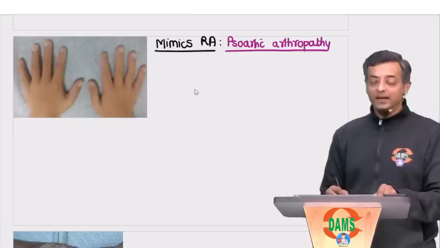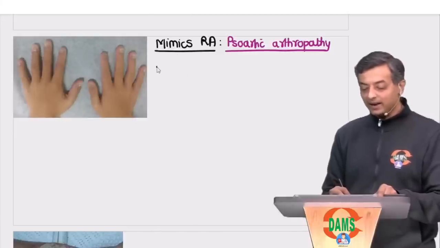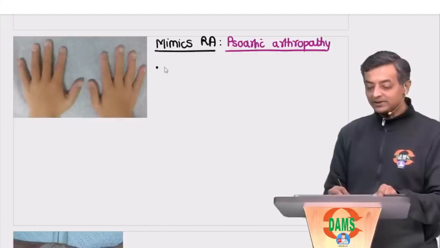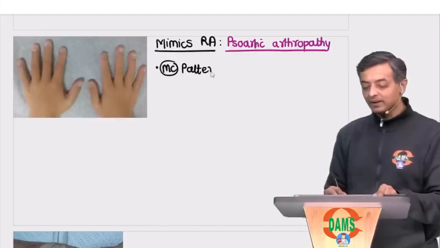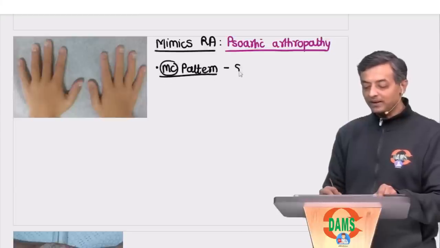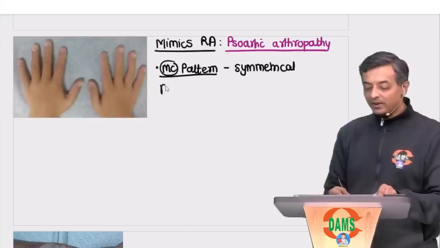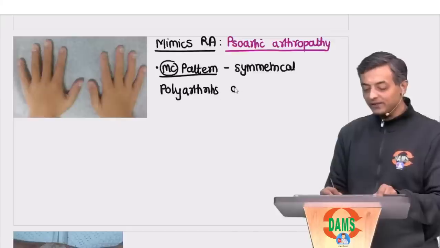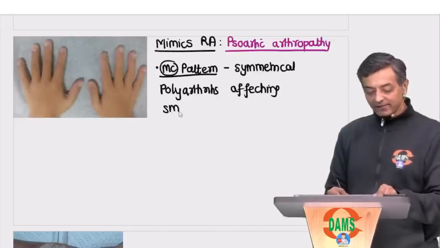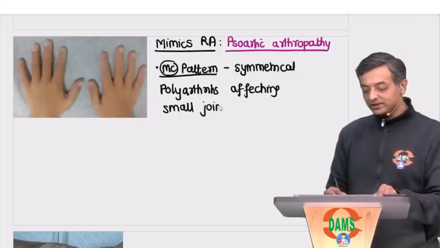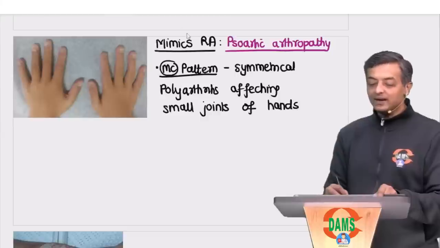Psoriatic arthropathy mimics RA. How is it similar? They share the same most common pattern, which is symmetrical polyarthritis affecting the small joints of the hand. That is why it looks like RA.